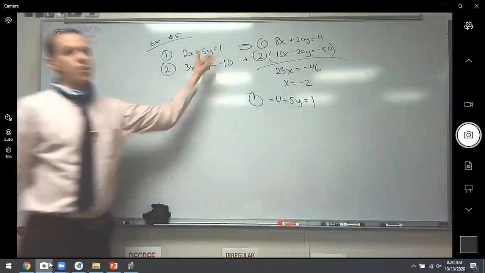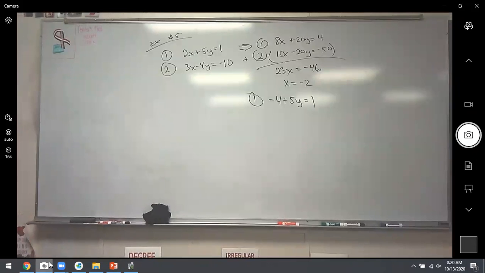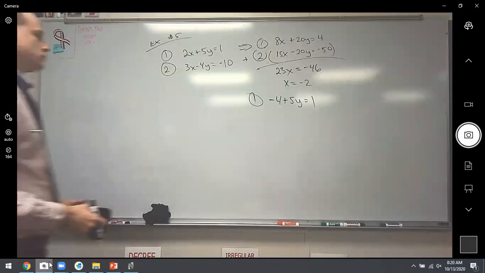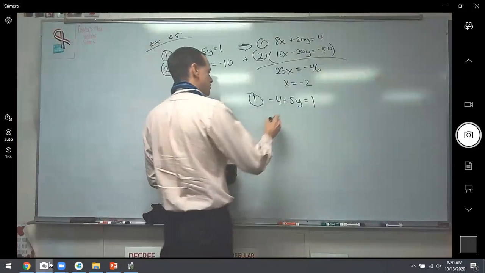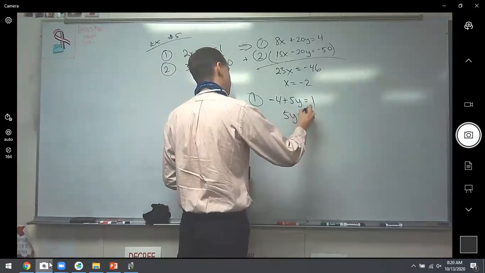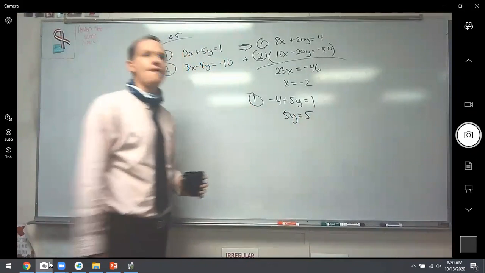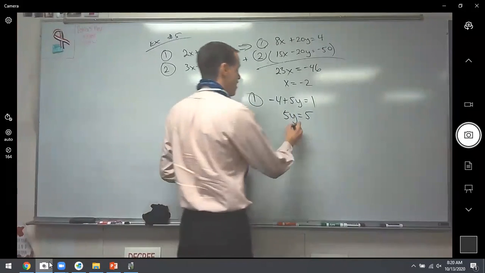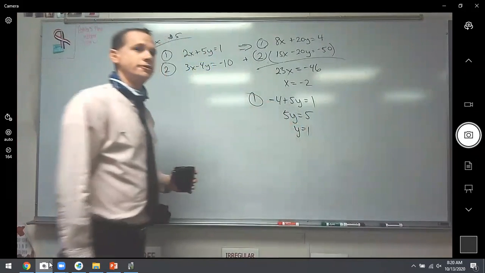So there's equation 1 with x being replaced with negative 2. I can solve that. We'll just move the 4 to the other side. Adding 4 to both sides, you get 5y equals 5. And dividing through by 5, finally, that means y equals 1.